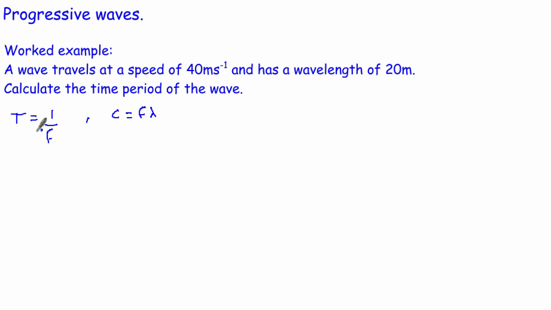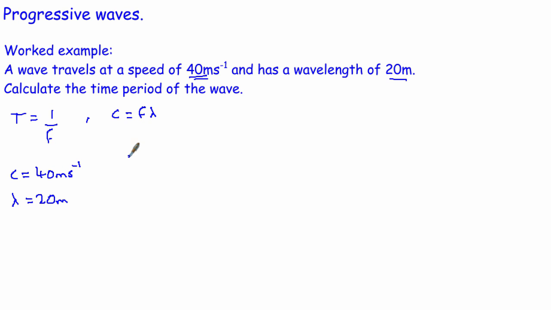What I want you to get into the habit of doing is, number one, writing down all of the equations that you need. So we've done that. Number two, I then need to write down what I've got. If I look at my question, the speed is 40 meters per second. And I know the wavelength of the wave is 20 meters, so I could write that down. Wavelength is equal to 20 meters. So that's the information I've got. These are the equations I've got.